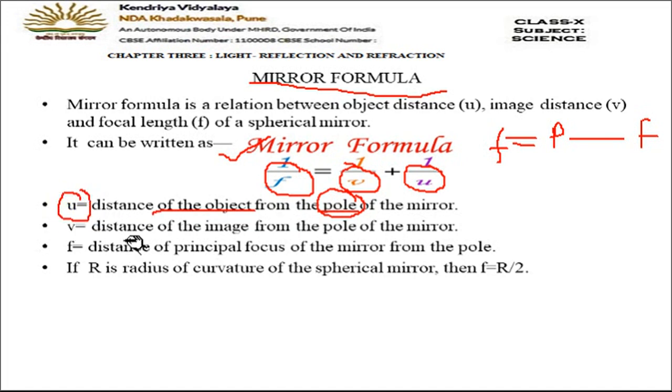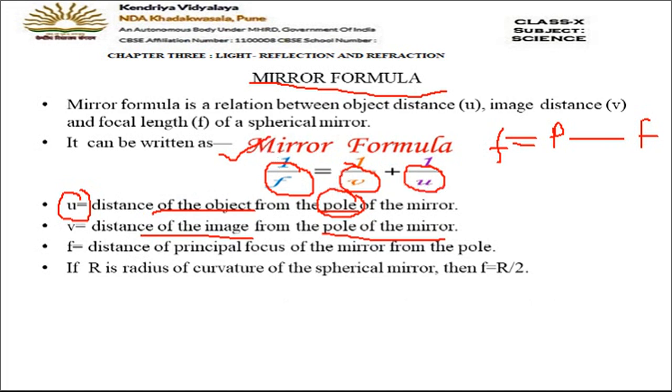And what is v now? v is the distance of the image again from the pole of the mirror. All the distances are measured from the pole. And f is nothing but the distance of the principal focus of the mirror from the pole. Fine. So the relation of f, v and u gives the mirror formula.